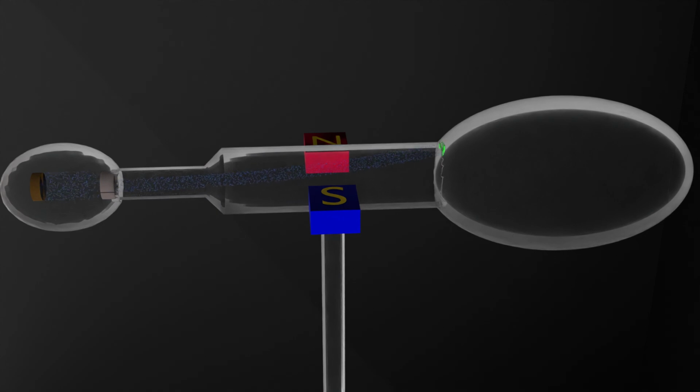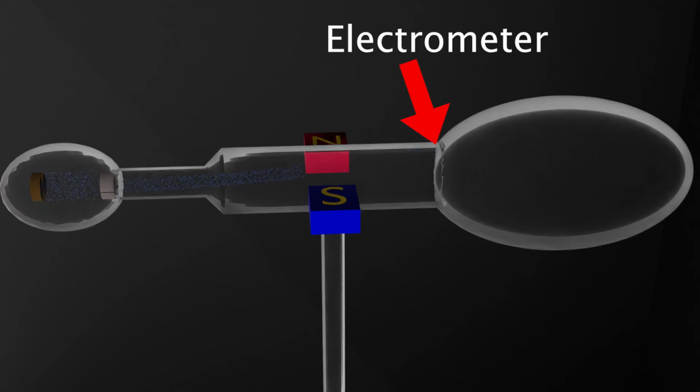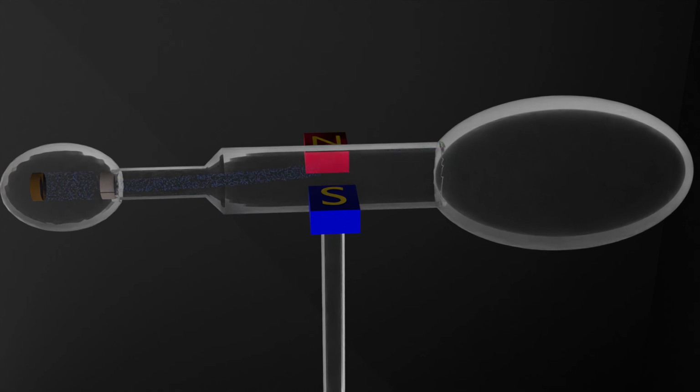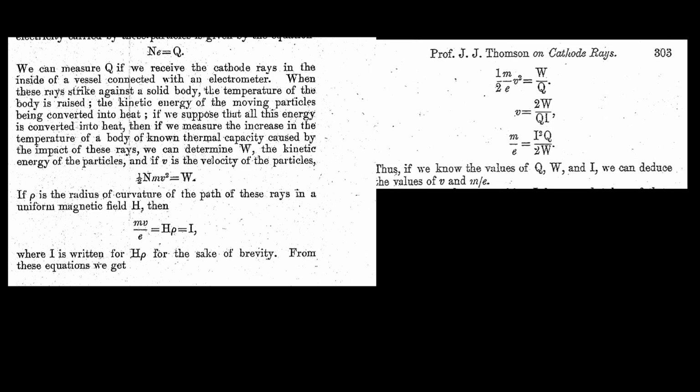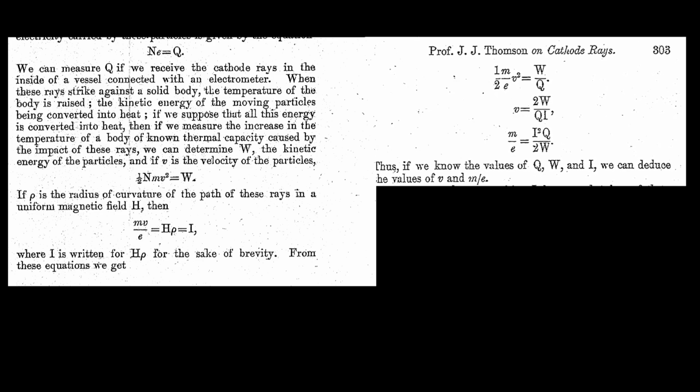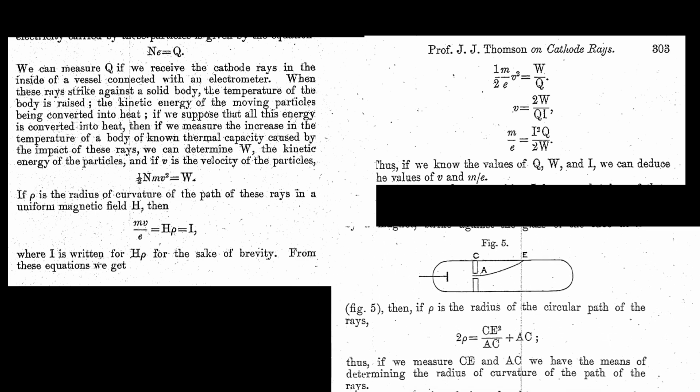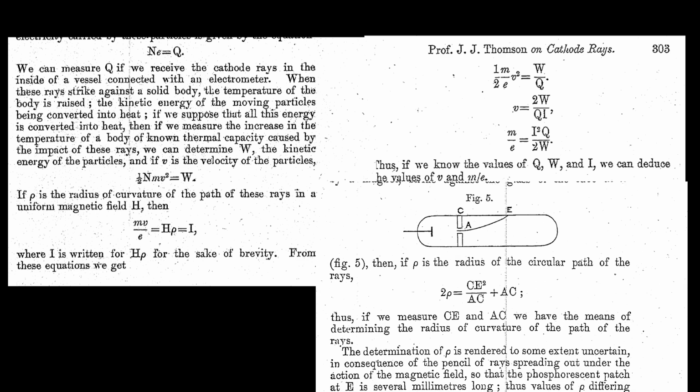In Thomson's first method, he measured the total charge of the emitted cathode rays using an electrometer. He collected the rays in the vessel connected to the electrometer to determine the total charge. Simultaneously, he used a magnet to deflect the rays, allowing him to measure their radius of curvature. The image shows the equation for W, the kinetic energy measured by the current, and the rho and I for the magnetic deflection. By knowing these charges and kinetic energy and the current, he could determine the velocity and calculate the charge to mass ratio.